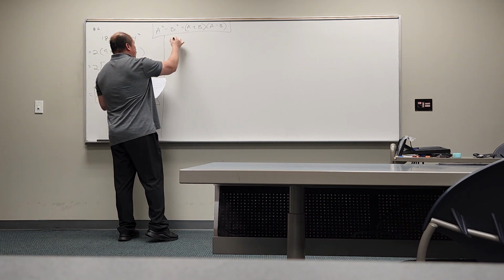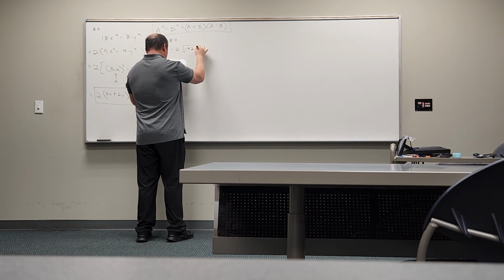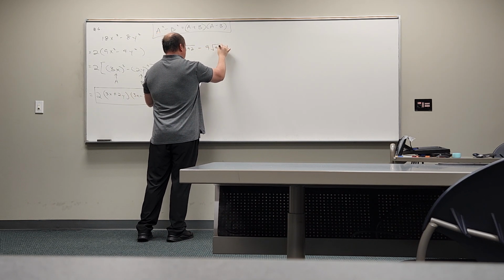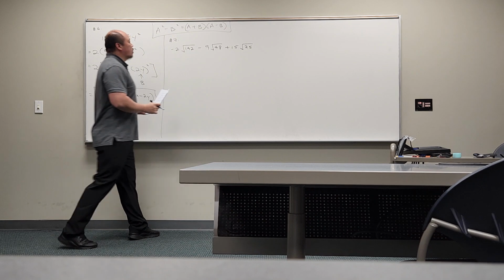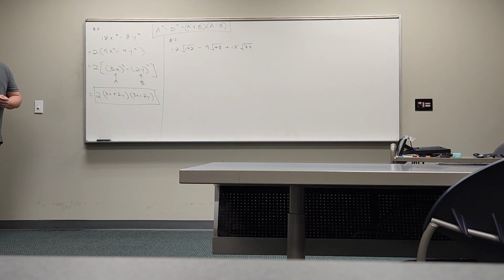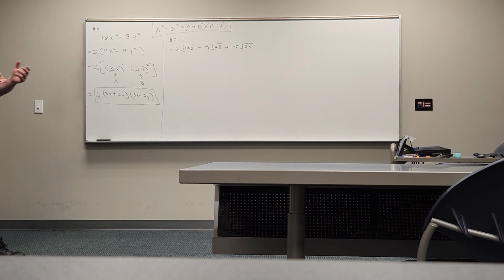Number 7. So now for number 7, this is one of the tougher problems of this midterm. The reason is you have to figure out what are the squares for 192, 48, and 75. Can you find a perfect square within those numbers? And the way I see it is this.